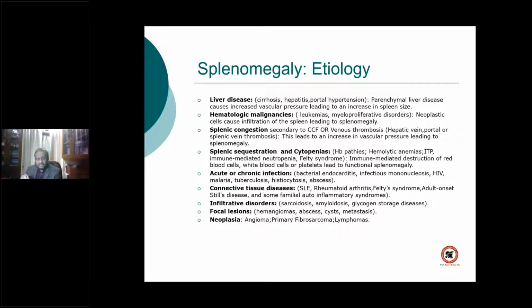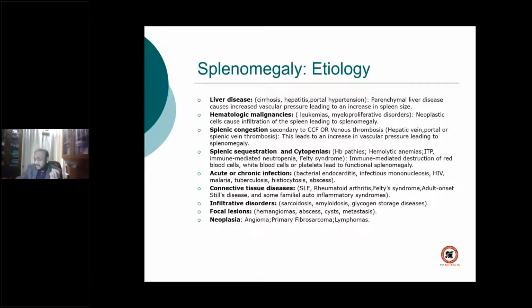Then you can have acute or chronic infections leading to splenomegaly. Like, for example, bacterial endocarditis, infectious mononucleosis. Even tuberculosis of the spleen is an important condition for that matter. It should be remembered. Important in the sense it should always be kept in mind. Then you have a number of connective tissue disorders, like, for example, systemic lupus erythematosus, rheumatoid arthritis, Felty syndrome, adult onset Still's disease, and so on and so forth.